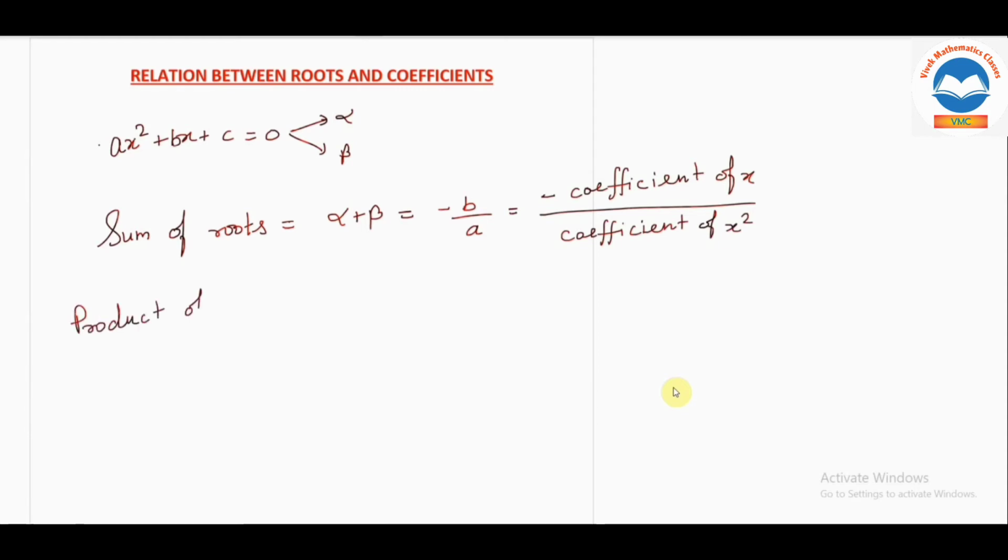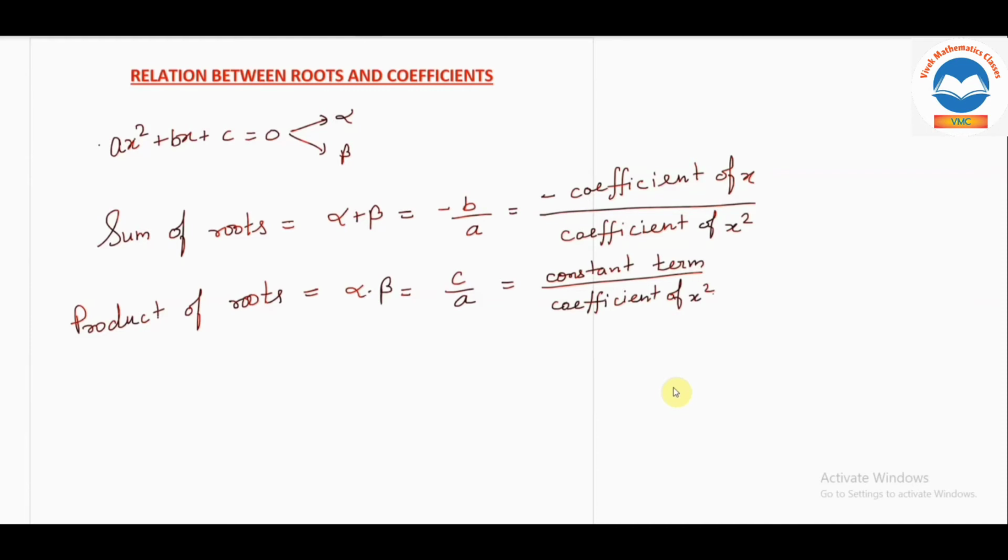So what will be your product of roots? Alpha into beta. Alpha into beta value will be c by a, where c is known as constant term or absolute term, divided by a, which is the coefficient of x square. So constant term divided by coefficient of x square. Okay. So these are the relations between roots and coefficients. Alpha plus beta will be minus b by a. Alpha into beta will be c by a.